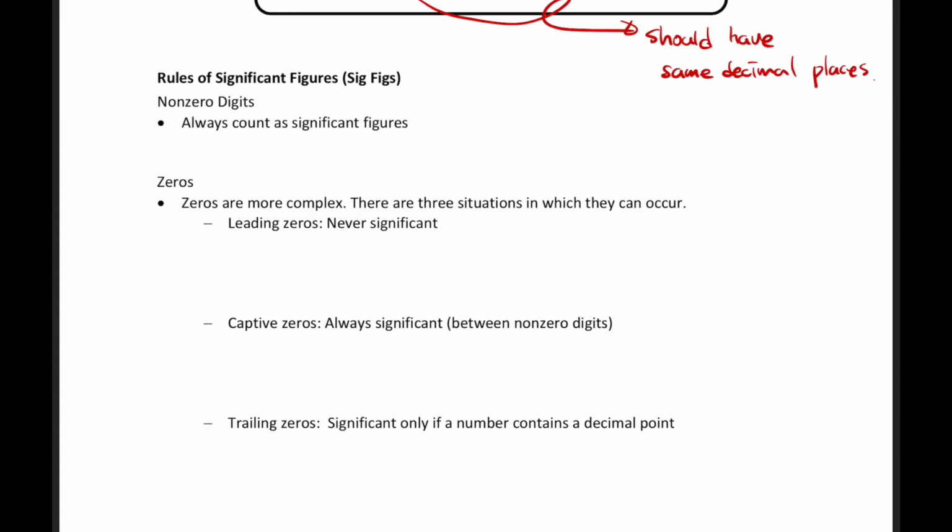Okay, then let's discuss the rules of the significant figures, or sig figs in short. When we count digits such as 1, 2, 3, 4, 5, 6, 7, 8, 9, these are considered as the non-zero digits, and these always count as significant figures. So for example, if we have something like 1245, this has 1, 2, 3, 4 sig figs.